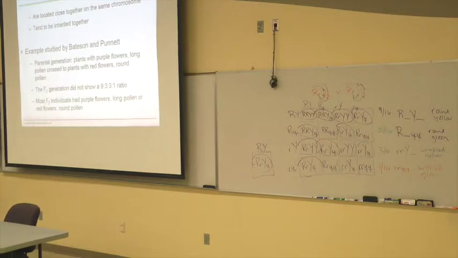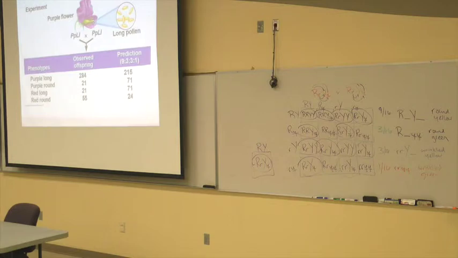And sort of ironically, in the second generation, you didn't have the 9331. Instead, the majority of the F2 generation did have both dominant traits, but the second most common characteristic was both recessive traits. Okay? Red flowers, round pollen. So the dominant alleles in this case were linked together, and the recessive alleles were linked together. All right? So that defied Mendel's law of independent assortment. You will not have to solve problems with gene linkage, though. Okay? But this was the outcome of their experiment.